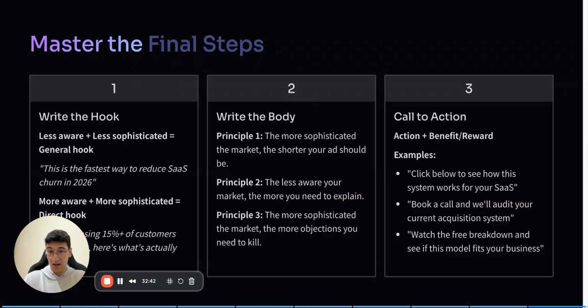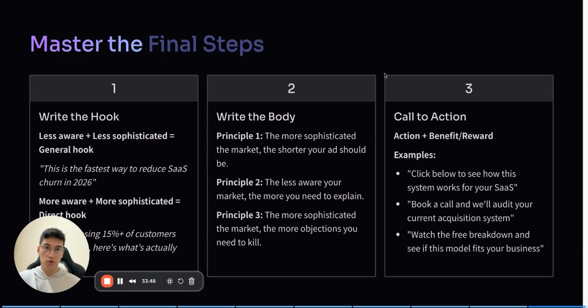The second principle I have is, the less aware your market, the more you need to explain. You can understand this, it's the opposite. And the third principle I have is, the more sophisticated the market, the more objections you need to kill. That's why in awareness stage 5, most of your ads are going to be about objections they are experiencing, because they already know everything. The best thing you can do is handle the objections in the ad so they can actually book the call.